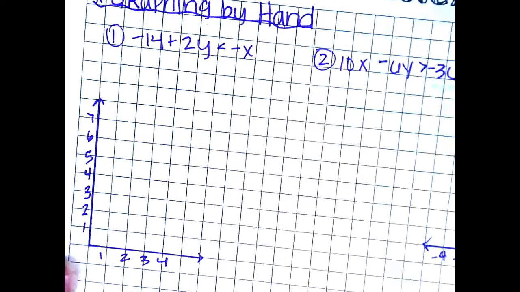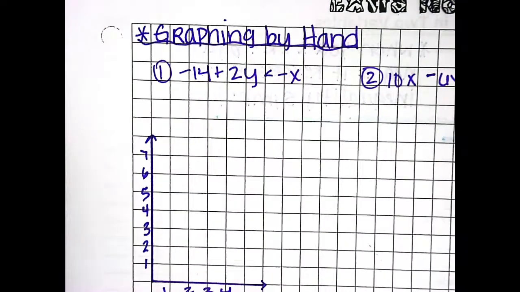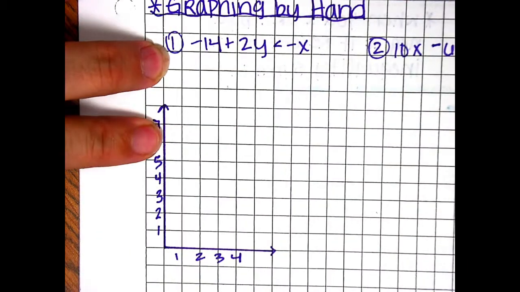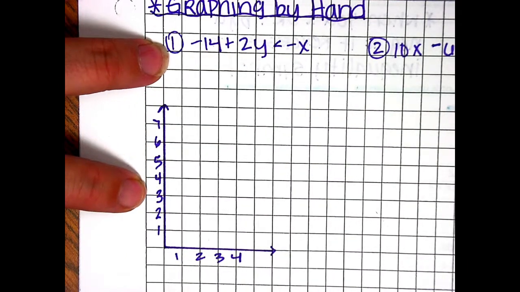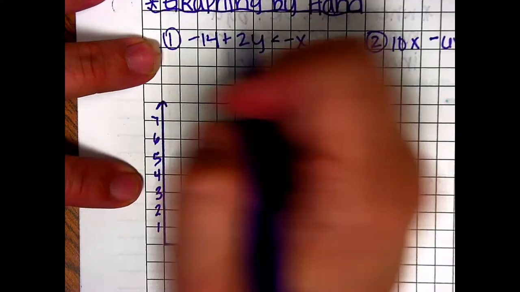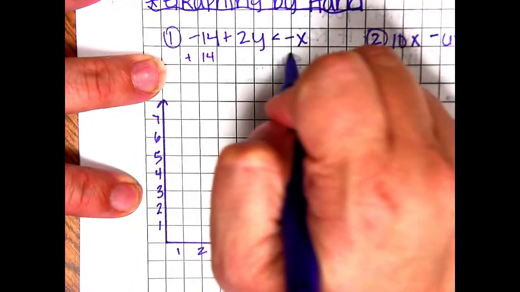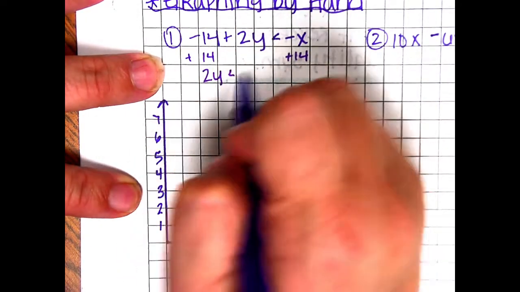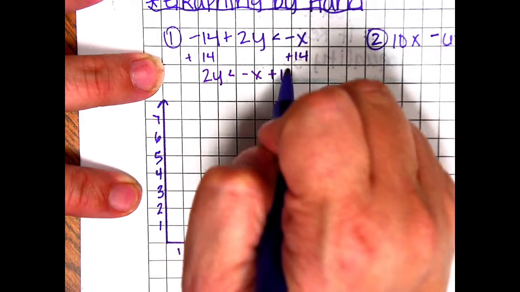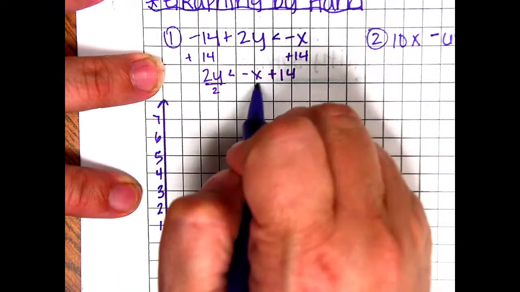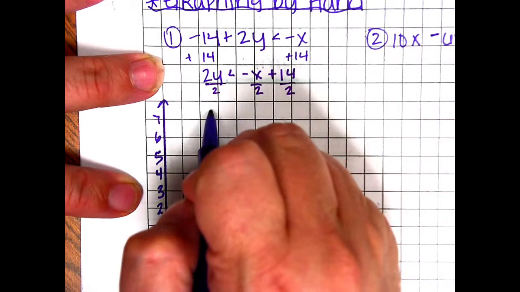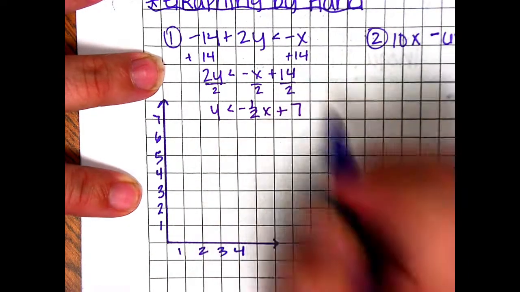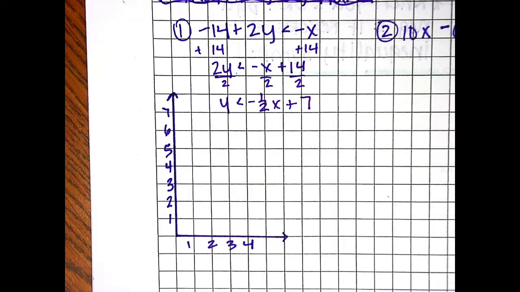All right. So a couple more examples of graphing by hand. And my first one here is negative 14 plus 2y is less than negative x. So the first thing I'm going to do is add 14 to both sides. So I have 2y is less than negative x plus 14. And then I'm going to divide everything by 2. So y is less than negative 1/2 x plus 7.